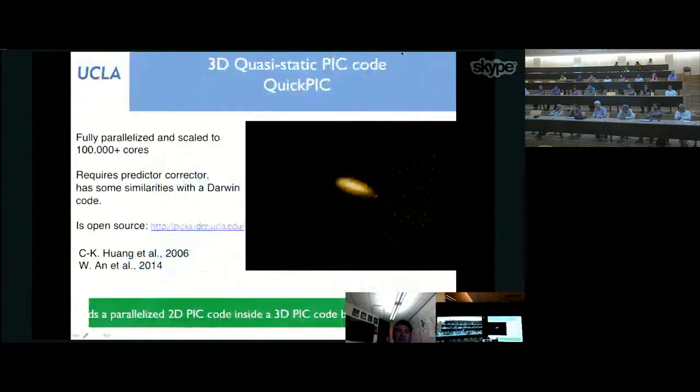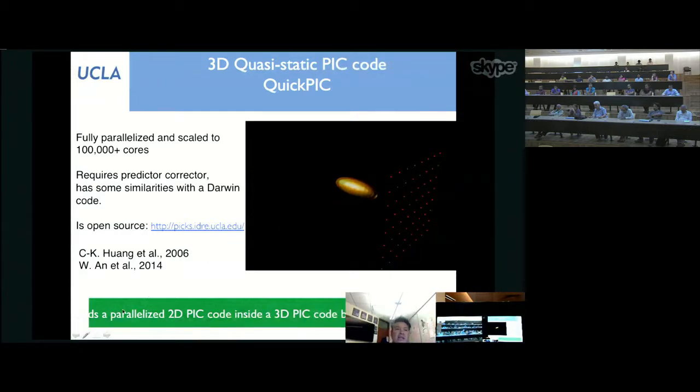Well, here we are. So now you have a 3D quasi-static PIC code called QuickPIC. It is scaled to over 100,000 cores. It requires a predictor-corrector routine, so it has similarities with a Darwin code, so it's more complicated than a standard PIC code. And this movie here illustrates how it works. But as I told you, there's a version that's open source, and if you want to get a copy of it, let me know. We can help you do it. You just go to this website.